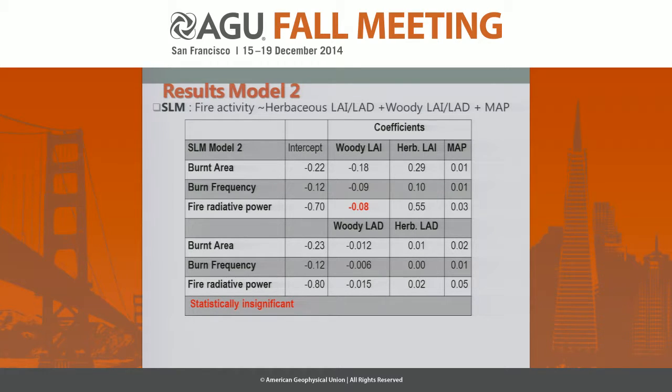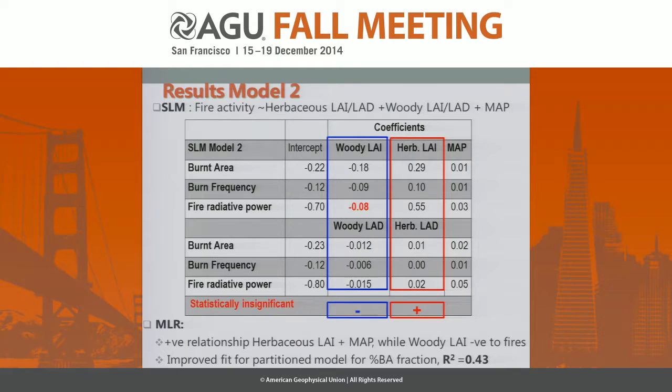For model 2, we have fire activity versus herbaceous leaf area index and leaf area duration, and woody cover components for both leaf area index and leaf area duration, and also precipitation. In our model, we found that overall, the woody cover component had a negative relationship with fire activities within Africa for all the various measures, although with fire radiative power, we did not see any statistical significance, whereas in our herbaceous LAI component, we see a positive relationship.